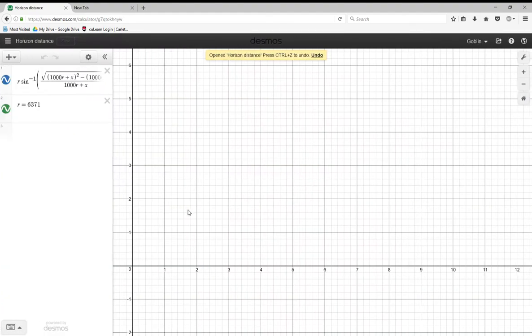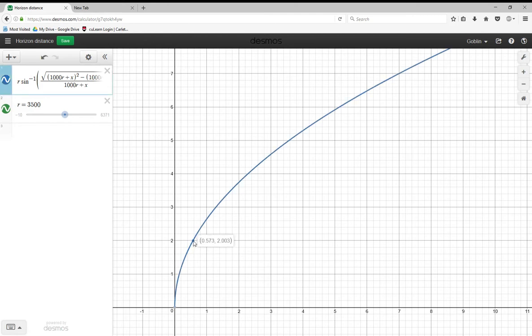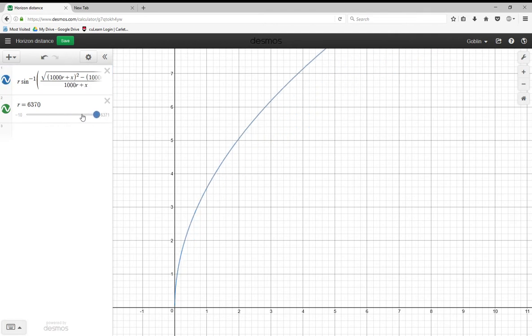Horizon distance. This takes the radius of the Earth, and the x-axis is the height of a person in meters, and the y-axis is the distance to the horizon in kilometers. So if you are 2 meters tall, which you're probably not, but let's say you're 2 meters tall for simplicity's sake, your horizon, oh, that's 0.5. Okay, wait, no, I gotta go to x is equal. Oh yeah, and also you have to make the radius of the Earth correct. 6371, close enough. Okay, so if you're 2 meters tall, how do you get to x equals 2?